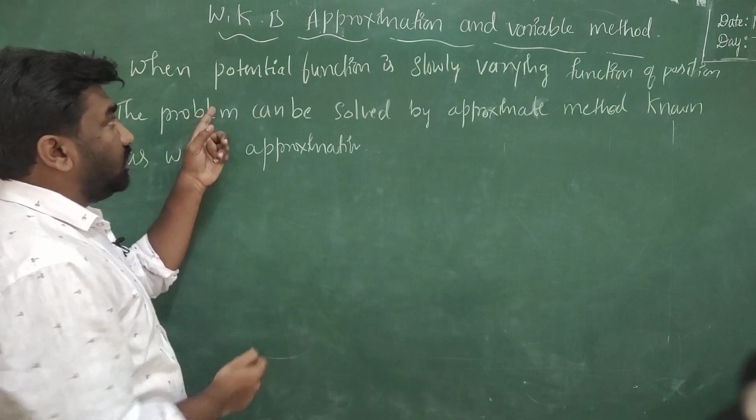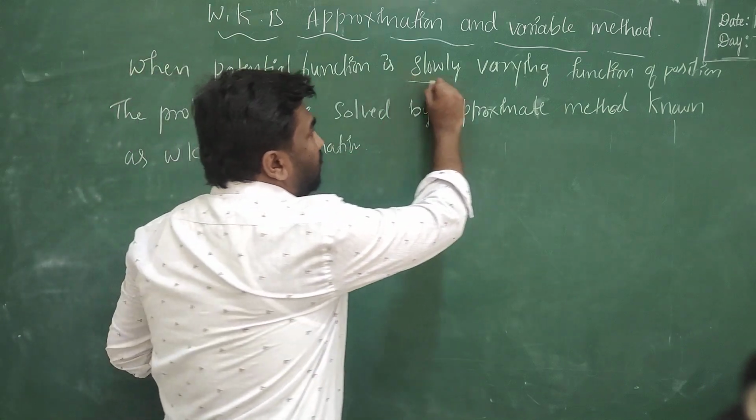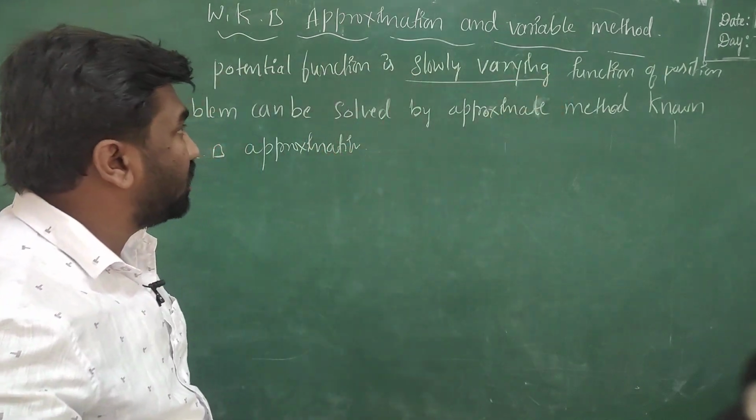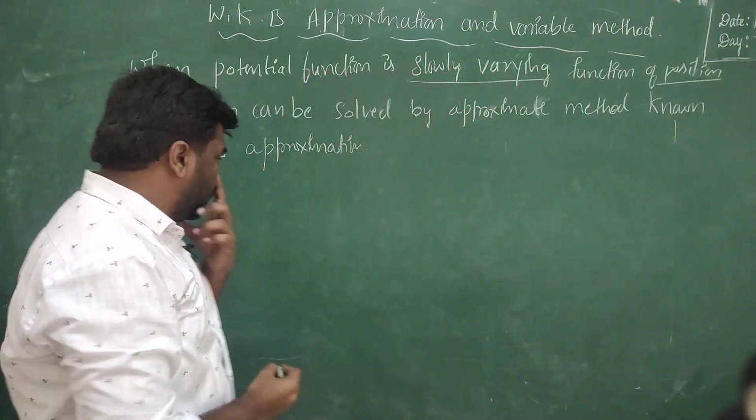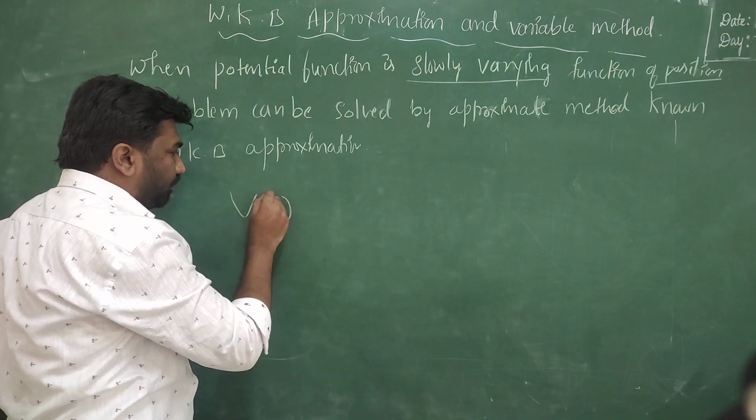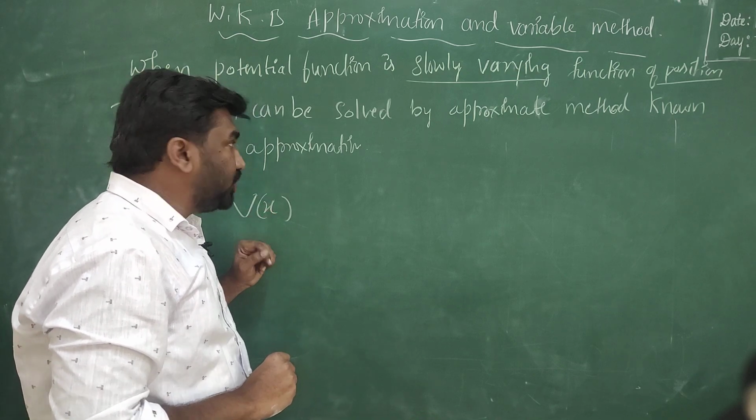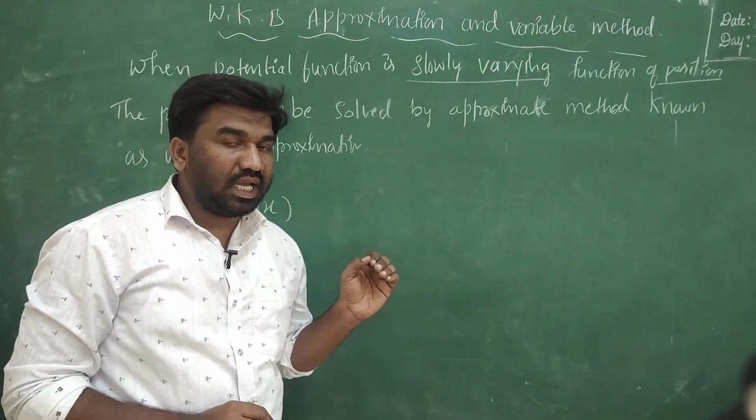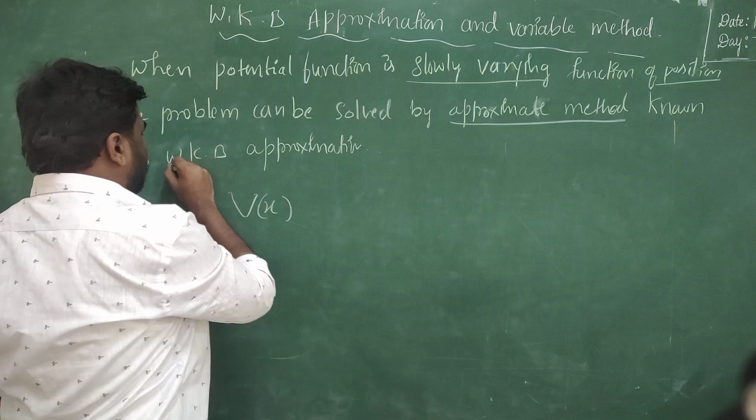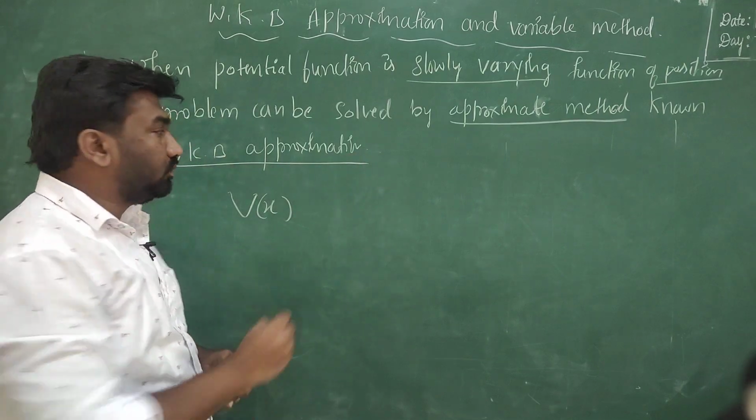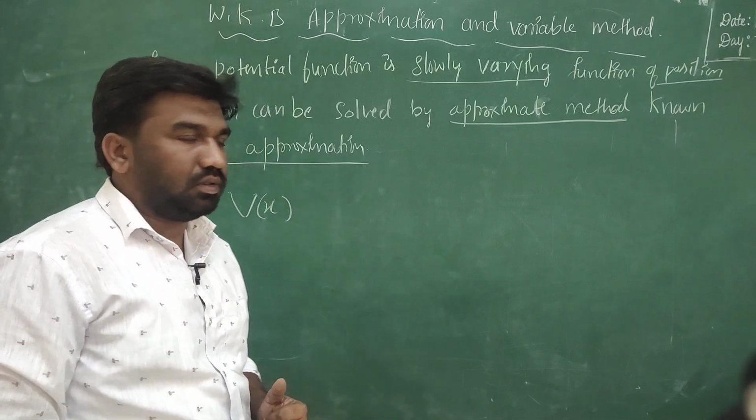When the potential function of the quantum particle is a slowly varying function of position, that means it depends on position, V of x, where V is the potential energy of that particle as a function of position, then we can solve this particle by approximation methods, and one of those approximations is the WKB approximation. Today I will discuss only the application of this WKB. Okay, so let us see.